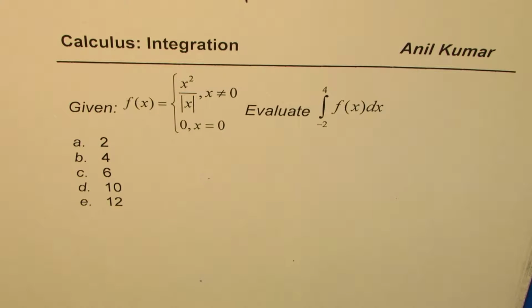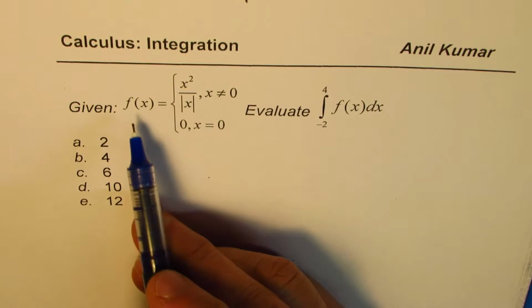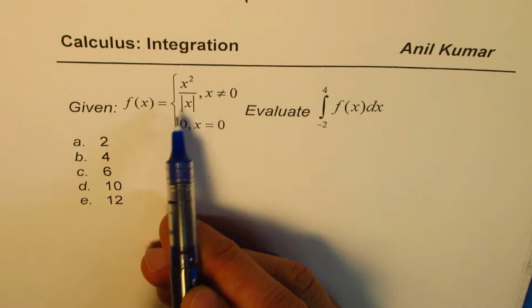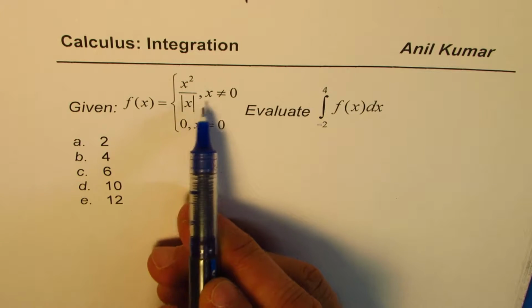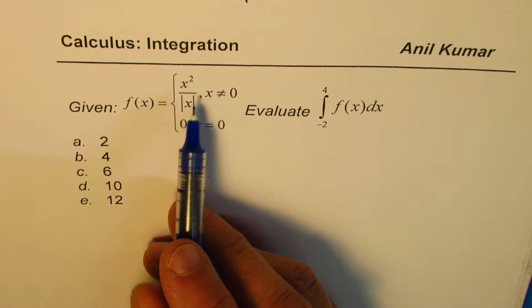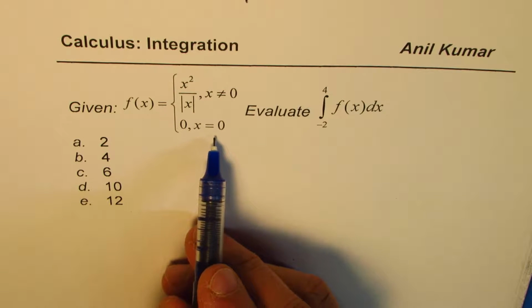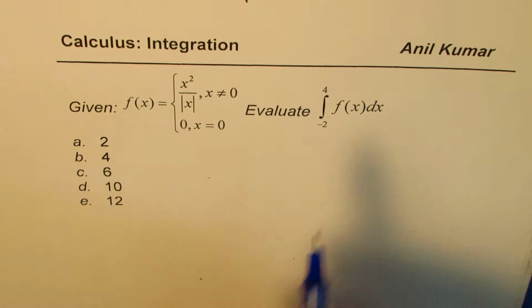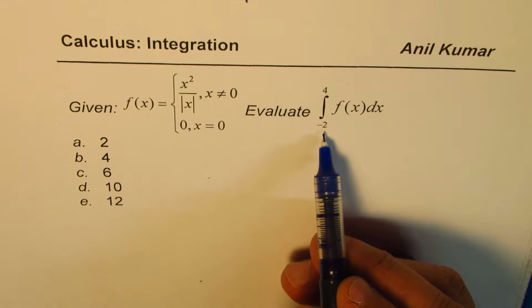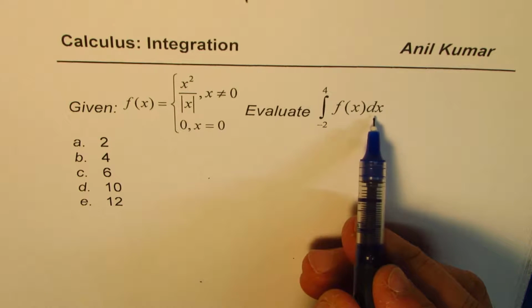I'm Anil Kumar sharing with you a multiple choice test question on integrating or finding area under the curve for a piecewise function. The question here is f of x equals x squared divided by absolute x when x is not equal to 0, and equals 0 for x equals 0. You need to evaluate the integral from minus 2 to 4 of f(x) dx.